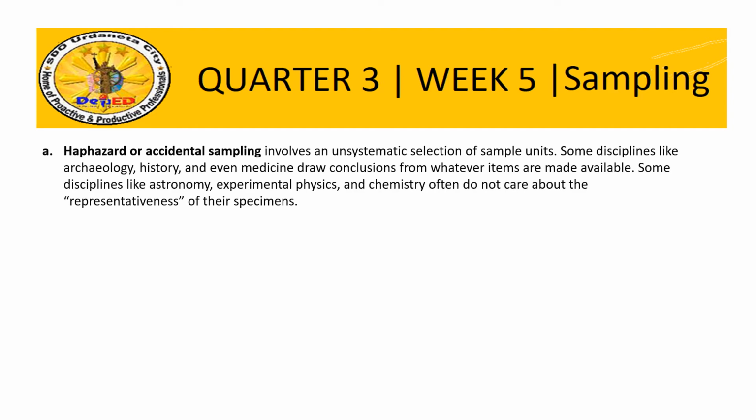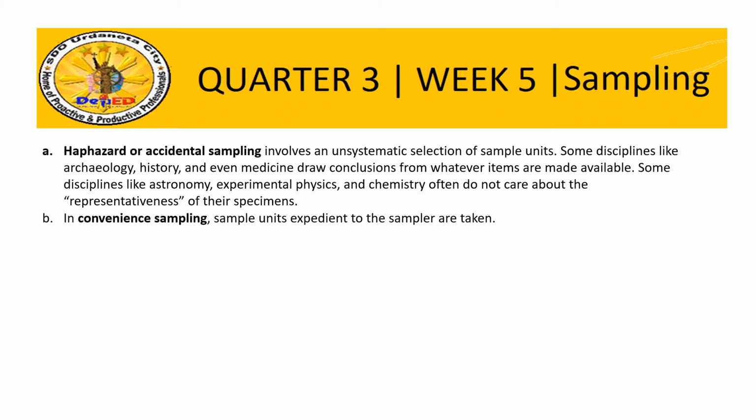First, we have haphazard or accidental sampling. It involves an unsystematic selection of sample units. Yes, it is the opposite of systematic sampling. Some disciplines like archaeology, history, and even medicine draw conclusions from whatever items are made available. Some disciplines like astronomy, experimental physics, and chemistry often do not care about the representativeness of these specimens.